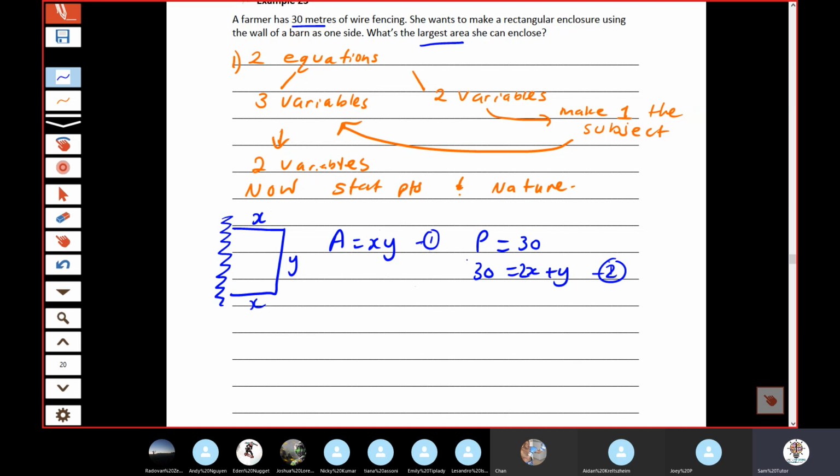What do we do? From 2, make one of them the subject, sub it in. Obviously, which letter am I going to make the subject? Y. Right? Because it's just by itself. So 30 take away 2x. So far so good? What do I do with that now? Sub y into here. Yeah, exactly. So A equals x times y.